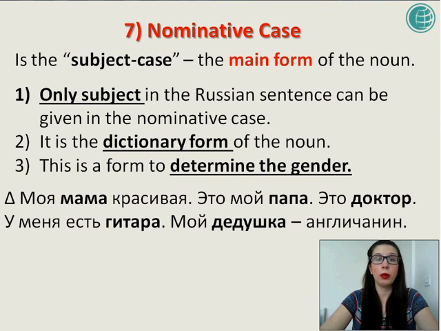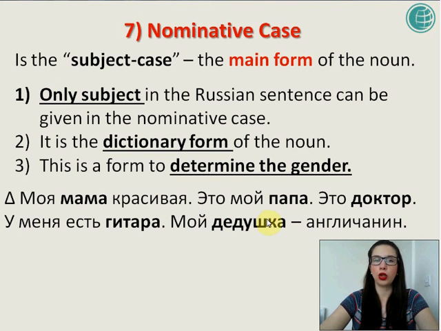Examples of the nominative case. Моя мама красивая. My mother is beautiful. We are talking here about mother. Mother is the subject and mama will be nominative case. Это мой папа. This is my father. We're talking about father. Papa is the subject and it's nominative case. Это доктор. This is a doctor. Again, you understand, doctor, nominative case.